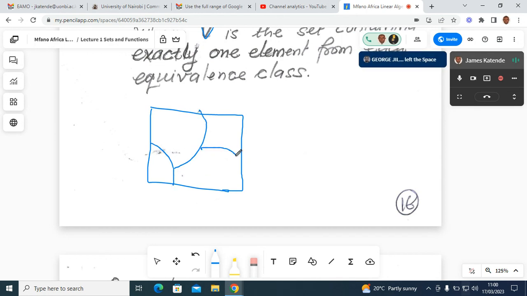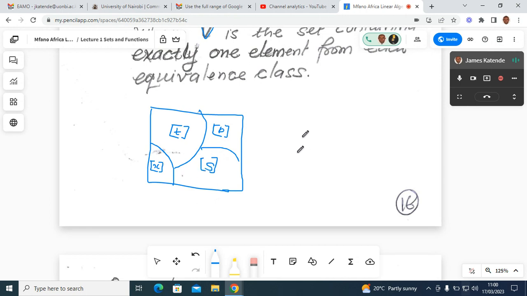So let's assume we have only 4 disjoint equivalence classes. Maybe this is the equivalence class of some element, say x, this is the equivalence class of some other element, let's call it t, this is the equivalence class of some other element, call it p, and that's maybe the equivalence class of some other element, call it s.